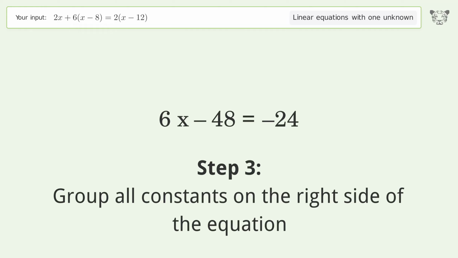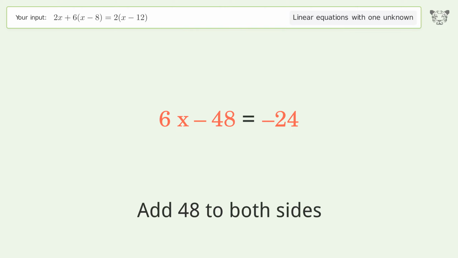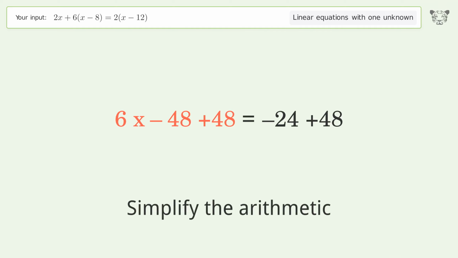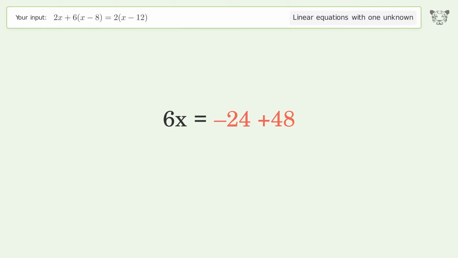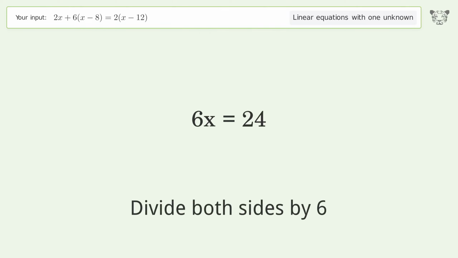Group all constants on the right side of the equation. Add 48 to both sides. Simplify the arithmetic. Isolate the x. Divide both sides by 6.